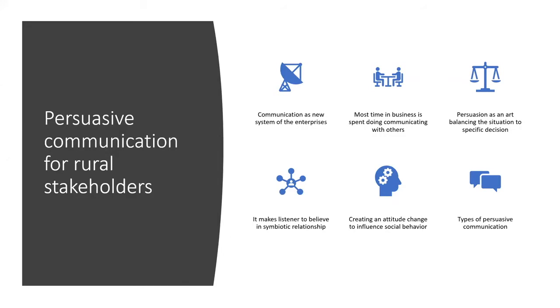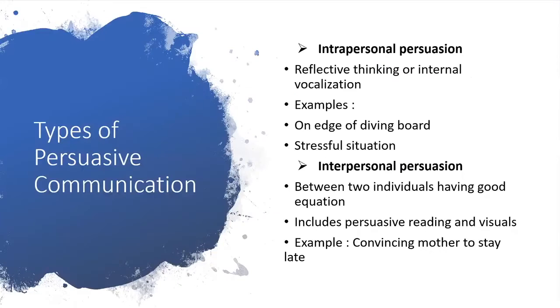In persuasive communication, the whole purpose is to get the listener to support and transform their thinking in favor of the presenter's perspective. It is about creating an attitudinal change to influence social behavior. Now let's look at the different types of persuasive communication.